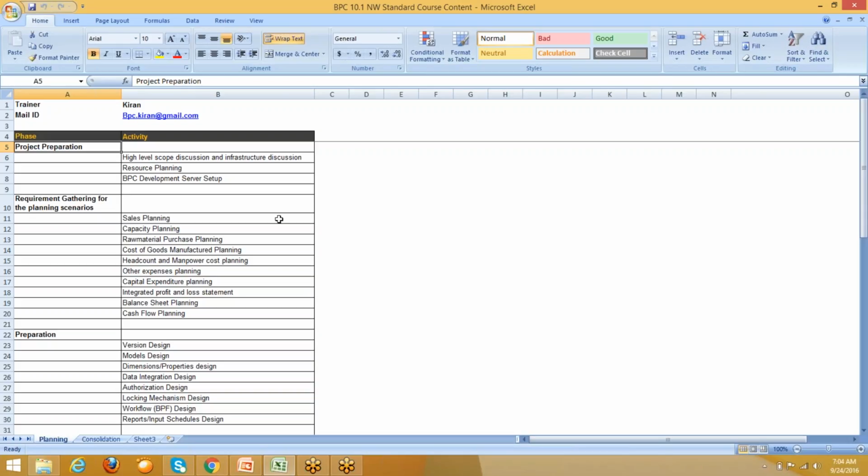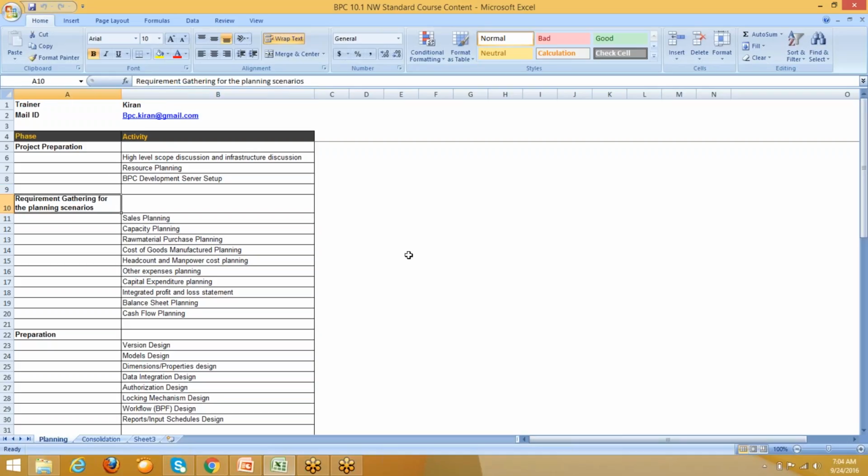We are going to discuss high-level scope and infrastructure, how it looks like. We are going to discuss how the resource planning happens for this particular BPC planning project. Now, we are going to discuss BPC development server setup. How we will inform the basis to install the BPC development. And also at this time, if hardware is not there, the basis has to plan for the hardware also, for BPC hardware.